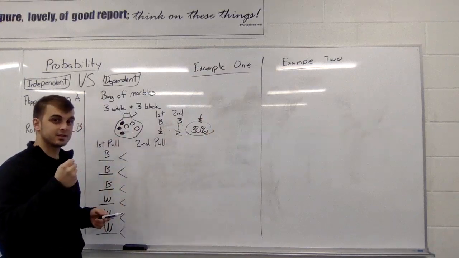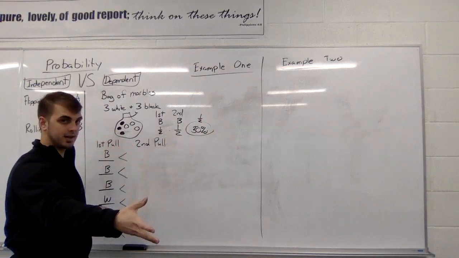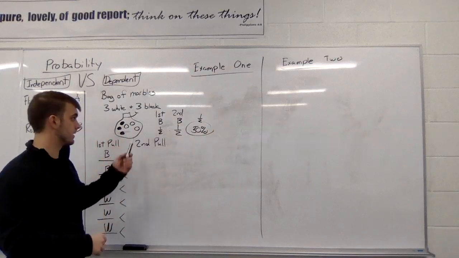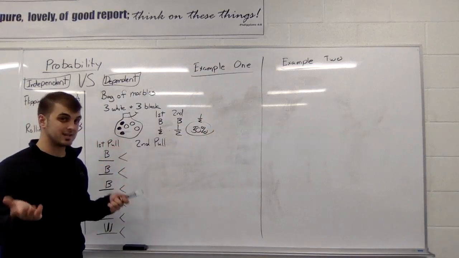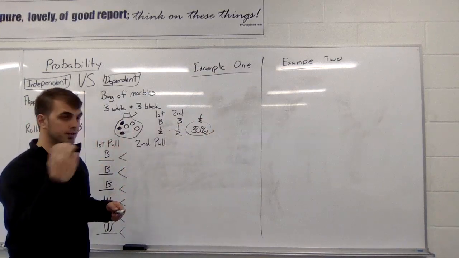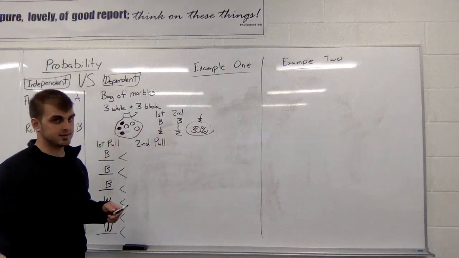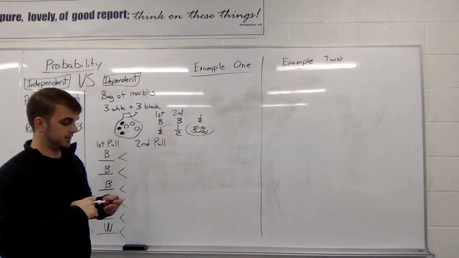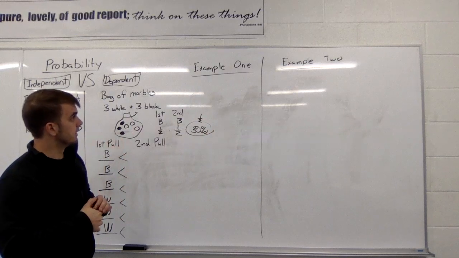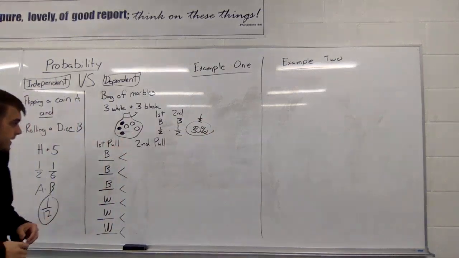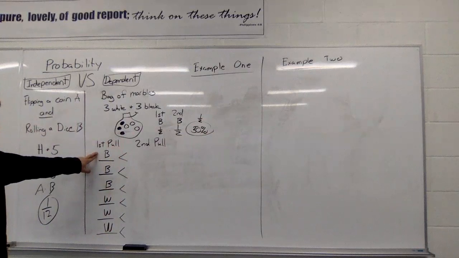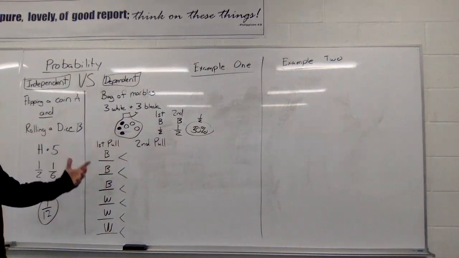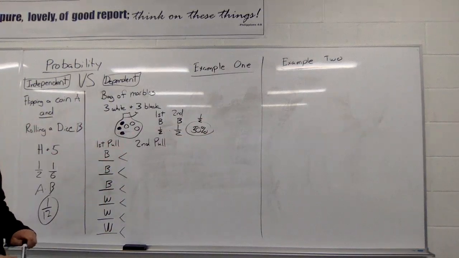It depends whether or not you put that marble in again after you take it out. So that's where the dependent thing comes in. What you do the first time will affect the second one. So that's what we're talking about, the dependent thing. What happens on the first pull will determine what can happen from there.